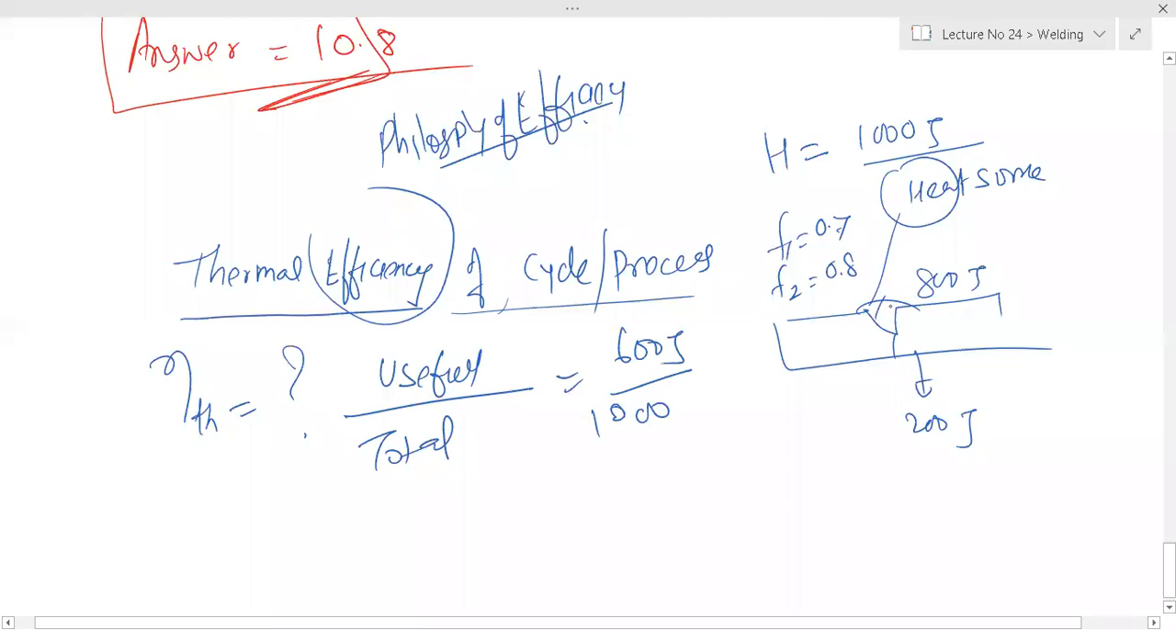Because useful amount is only 600 joule, because 200 joule was dissipated in transfer and 200 joule was conducted through the material. So only 600 joule was useful for the weld melting, for the melting process, and we supplied 1000 in total. So thermal efficiency is 0.6.